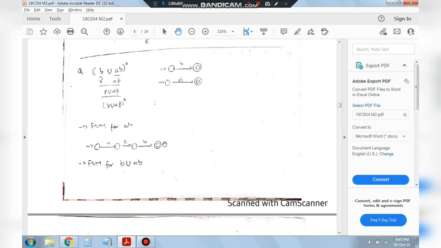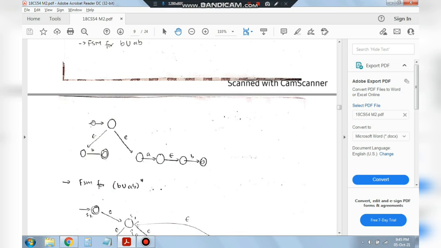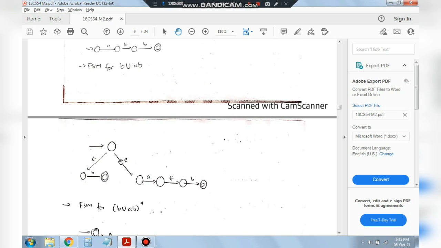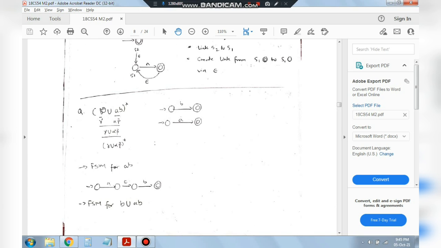Now for B union AB, how do you do the union? This one string here and B is one string here. Between this string and this string, how can you make a union? Firstly, you have to create a new state here, then connect it with the starting state of each of these via epsilon. This is a union operation. After we have our FSM here, see this is done. B union AB is over.